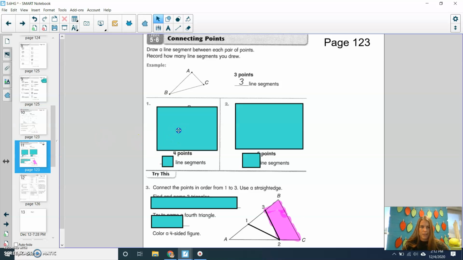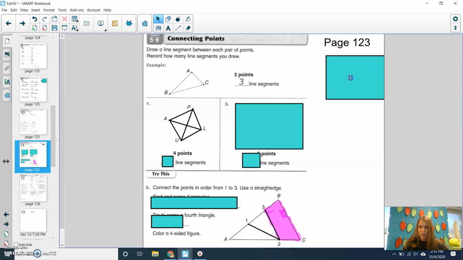Okay, let's take a look at problem number 1. So when you connected all of the line segments, it should have looked something like this. So you can see how my A, I connected to P, I connected it to L, I connected it to U. And then I did the same thing with the letter P. It was already connected to A, so I didn't need to do that again, but I needed to connect it to U and L. And then it looks like I needed to do L to U. And so when I count how many lines I had, I can see I have 4 going around, plus 2 in the middle for a total of 6 line segments. Now press pause if you need more time to fix number 2.